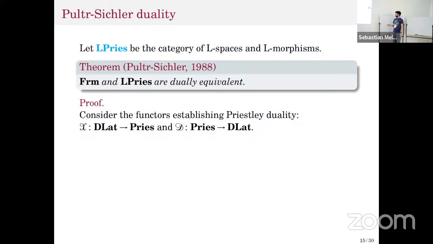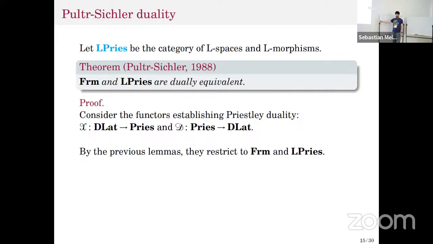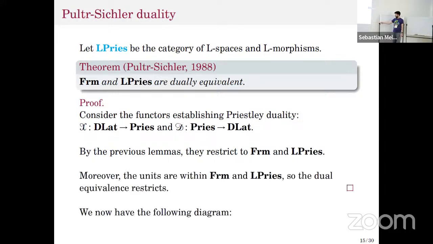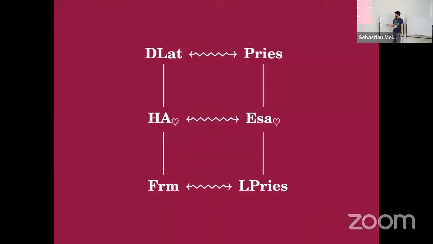So the proof of this is simply you have these functors that establish the pre-duality. By the lemmas we have, they restrict on an object level to frames and L spaces, and even on a morphism level, they're well defined. And the units simply become frame homomorphisms and L morphisms in these categories. So that means that this equivalence will be strict. So we arrive at this diagram now. We have Priestley duality, we have Esakia duality, and we have Pultr-Sichler duality.